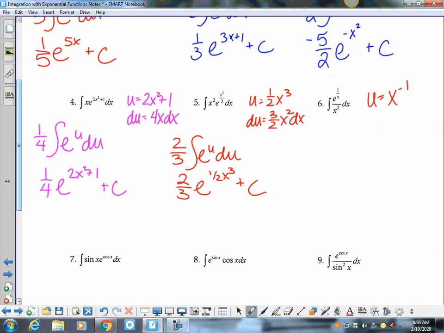Can we rewrite it or do we need to? Totally, you can totally rewrite it. So yeah, you could start off and rewrite this as e to the x to the negative 1 times x to the negative 2 dx. Totally fine. So what's my du? So I have him. I just need a negative.